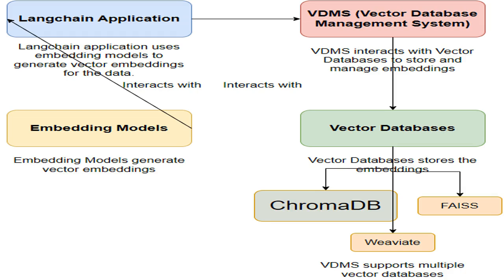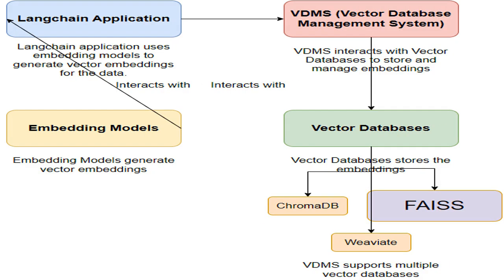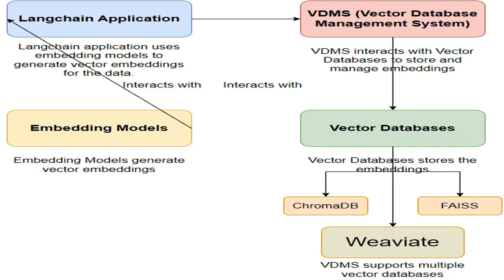ChromaDB is one of the vector databases that a VDMS can interact with. It is designed for embedding everything in a database and making it easily searchable. It's like having a smart search for your entire database. FAISS, or Facebook AI Similarity Search, is a library developed by Facebook AI Research for efficient similarity search and clustering of high-dimensional vectors. It's especially great for working with large datasets. Weaviate is an open-source, graph-based vector search engine. It allows you to store both objects and vectors, enabling similarity searches across different data types. Think of it as a search engine that understands relationships.